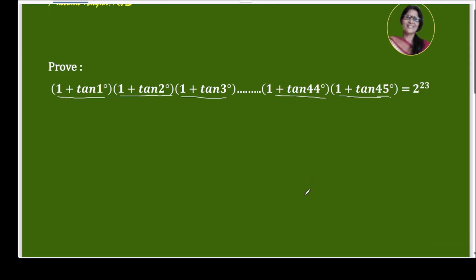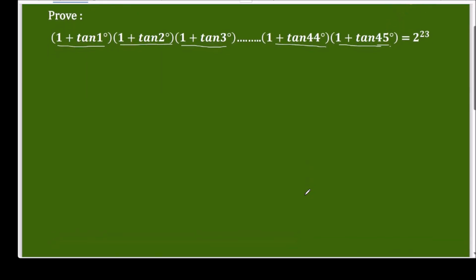Today I have taken a trigonometry question from Math Olympiad base. The question is, prove that 1 plus tan 1 degree multiplied by 1 plus tan 2 degree multiplied by 1 plus tan 3 degree up to 1 plus tan 44 degree multiplied by 1 plus tan 45 degree is equal to 2 raised to the power 23. So this portion we can do, that is 1 plus 1, that is 2.